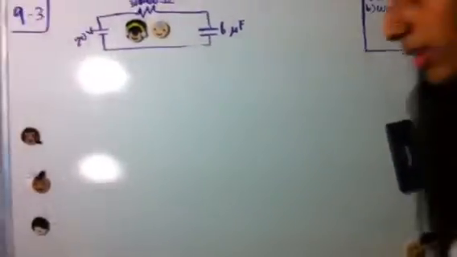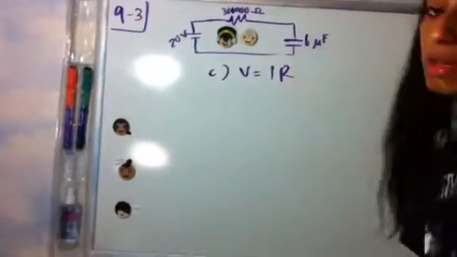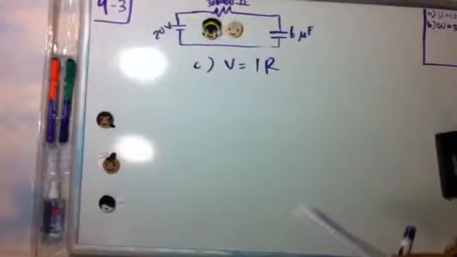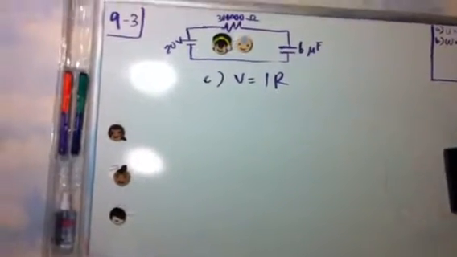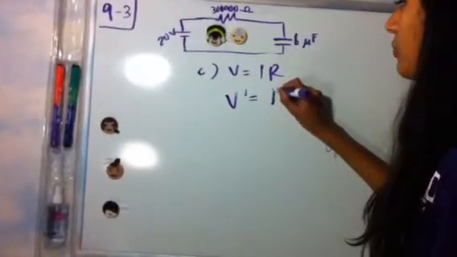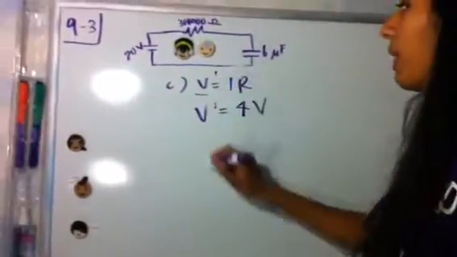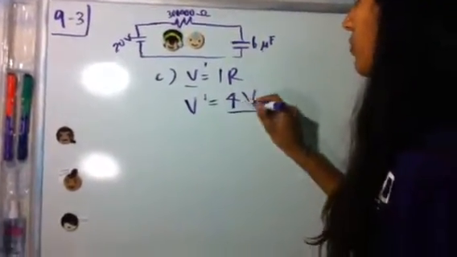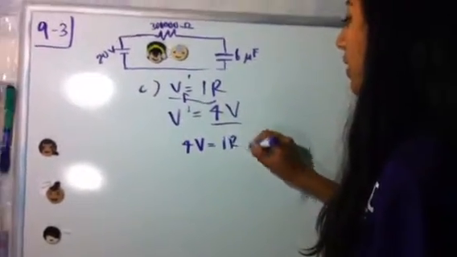Okay, part C. Determine the current immediately after the spacing is increased. Alright, so for this one, we can use Ohm's law provided by the equation sheet. V is equal to IR. In the last part, part B, we established that V prime is equal to 4 times the original V value. So to find the new V prime, we substitute that into here. So 4V is equal to IR.